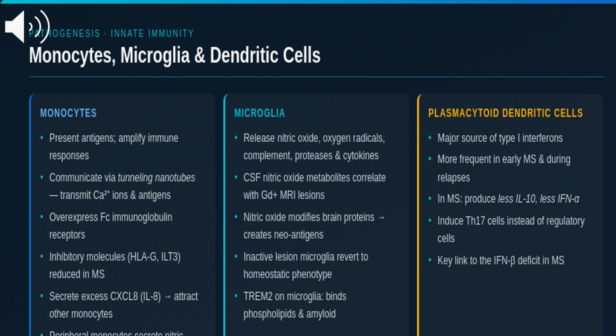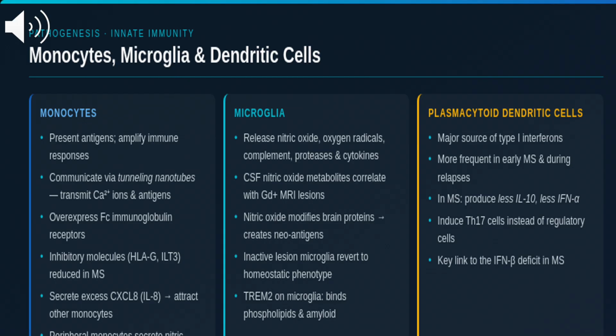Microglia, the resident brain macrophages, release nitric oxide, oxygen radicals, complement, proteases, and cytokines. CSF nitric oxide metabolites correlate with gadolinium-enhancing lesions, clinical activity, and progression. Nitric oxide also modifies brain proteins to create nitrotyrosine, generating entirely novel neoantigens that the immune system may then attack, a mechanism that could explain the progressive broadening of the immune attack over time.